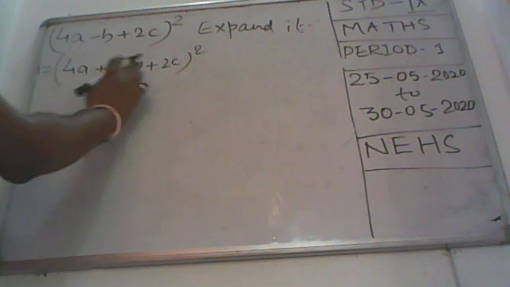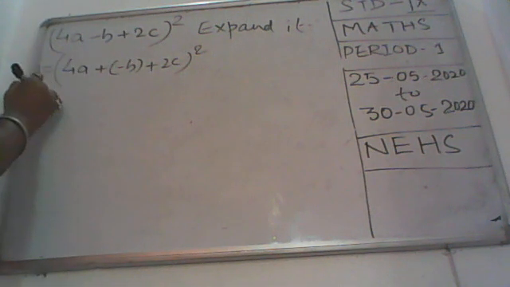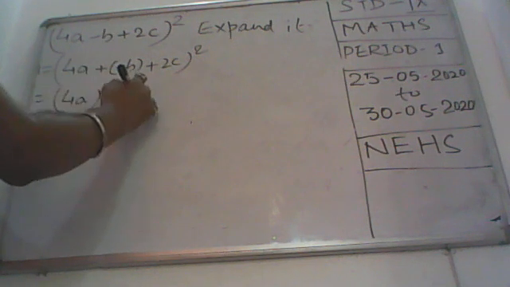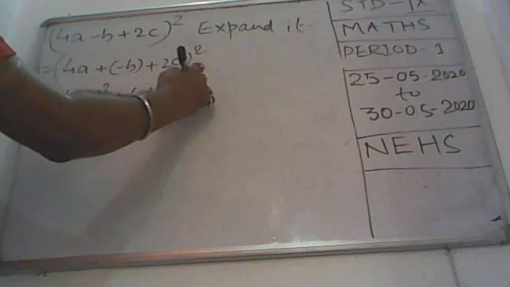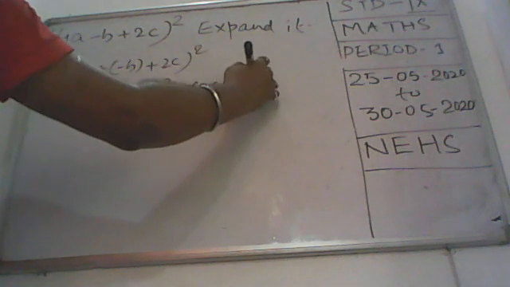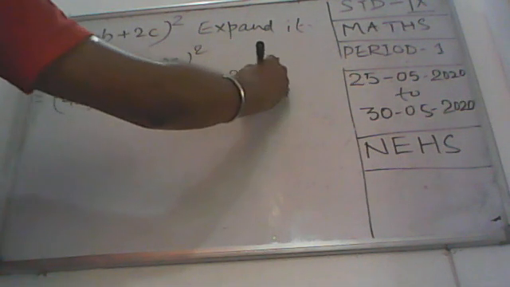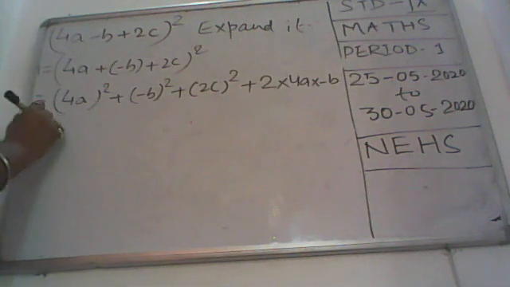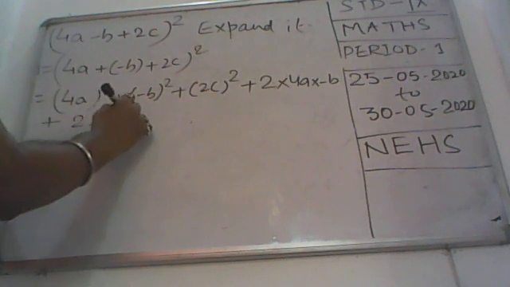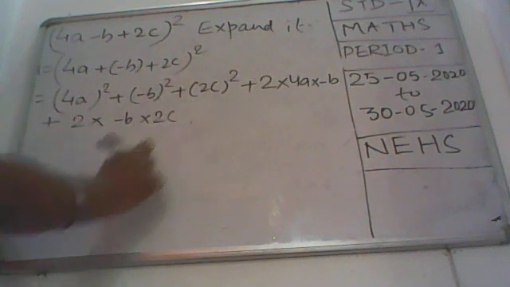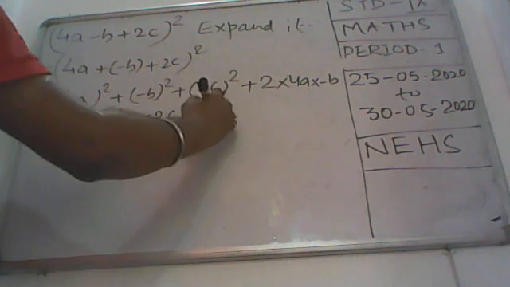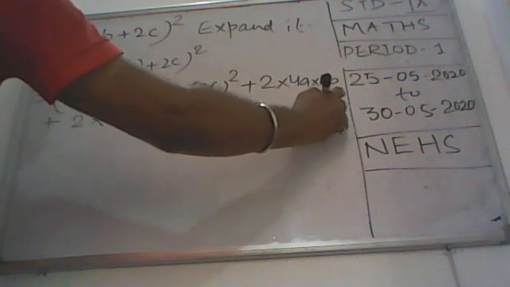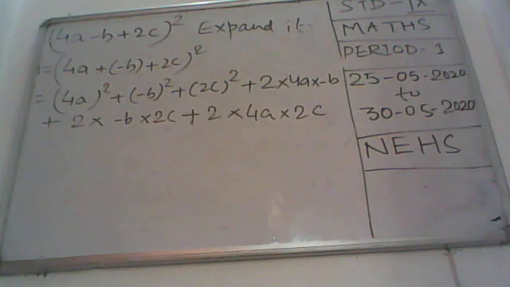Now after this, all are in plus only. So this can be written as (4a) square plus, this time in place of b, (minus b) square plus (2c) square plus, all will be plus only, plus 2 into 4a into minus b, plus 2 into minus b into 2c, plus 2 into 4a into 2c. This is the formula. If you remember, this is the formula only.